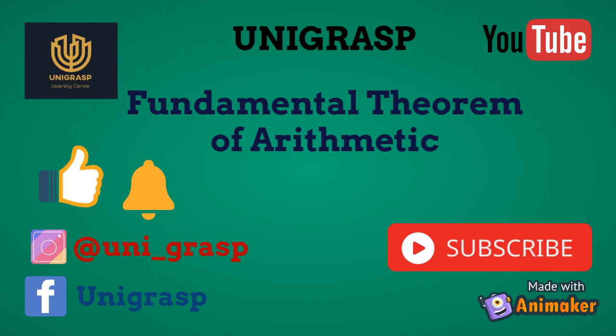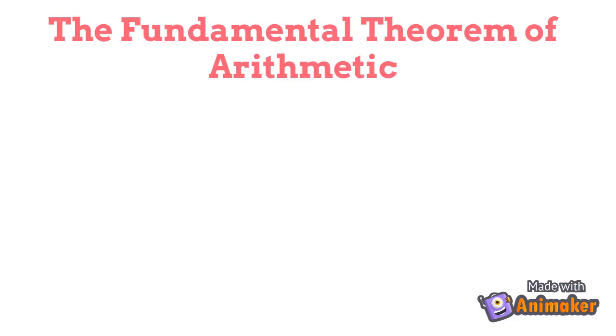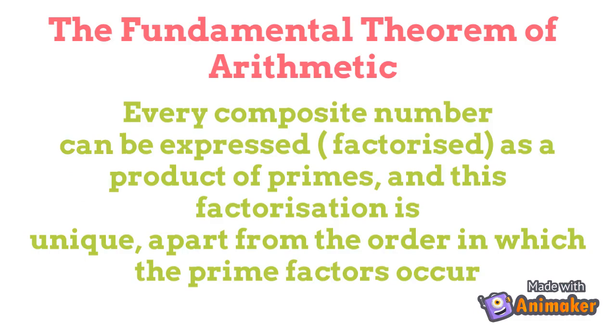So let's start. The fundamental theorem of arithmetic. Let's see a short definition of it. Every composite number. Now what is a composite number? A composite number is one that has more than two factors.